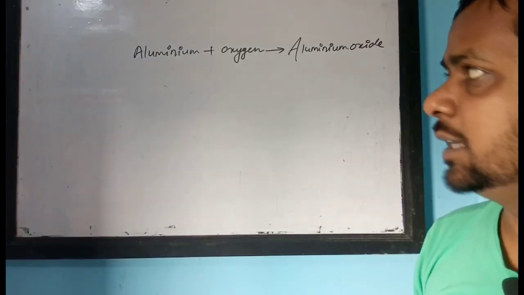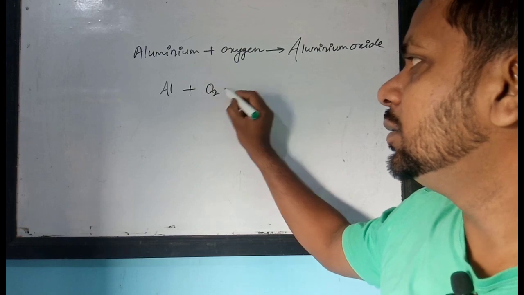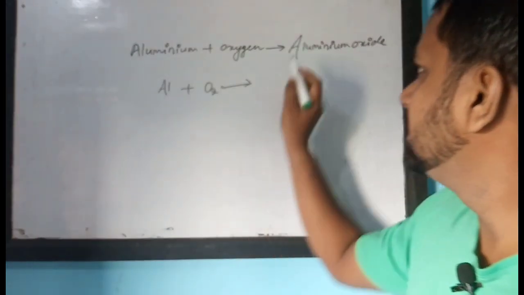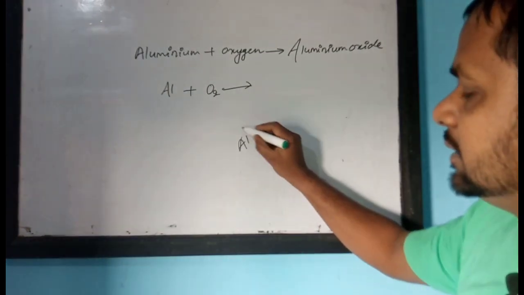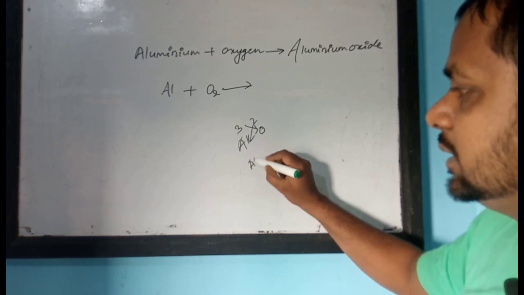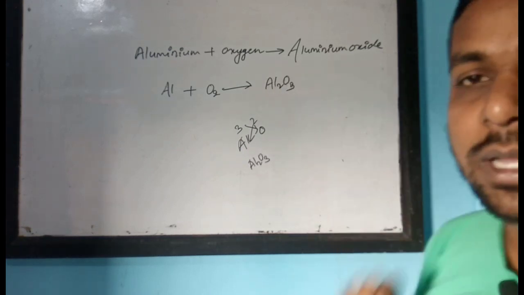Let us balance this reaction. Aluminium symbol is Al, oxygen symbol is O2. The formula is O2 because it is a diatomic element. Aluminium oxide: Al valency 3, oxide valency 2. When we do crisscross, it is coming Al2O3. Okay, Al2O3 we have written here.